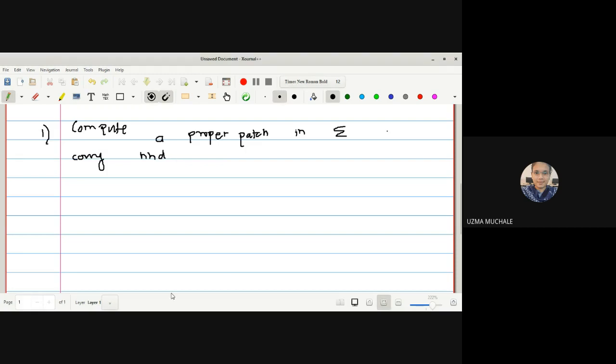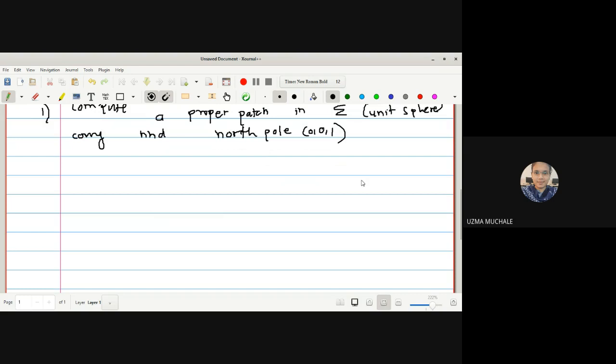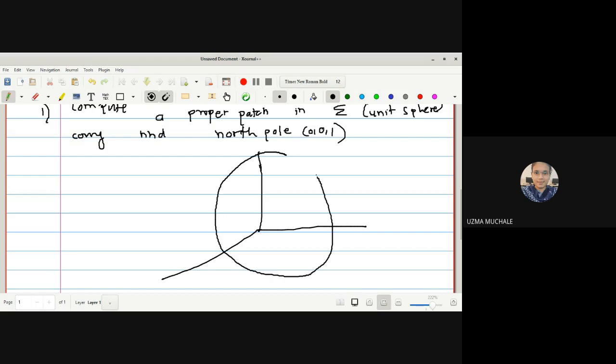Suppose I have a point at the north pole, as we have a unit sphere. The north pole would be at (0, 0, 1). We have to find the proper patch for the north pole. For that, first let us see what our sphere is. It has its center at 0 and radius 1. So let us assume that we have one sphere.